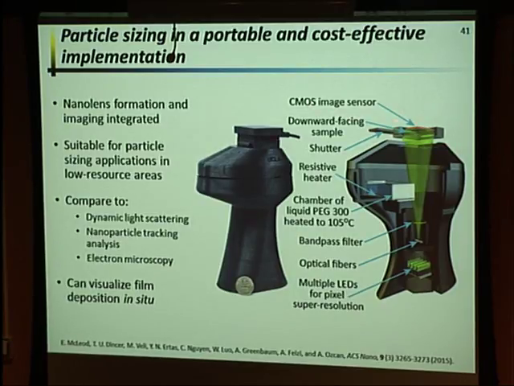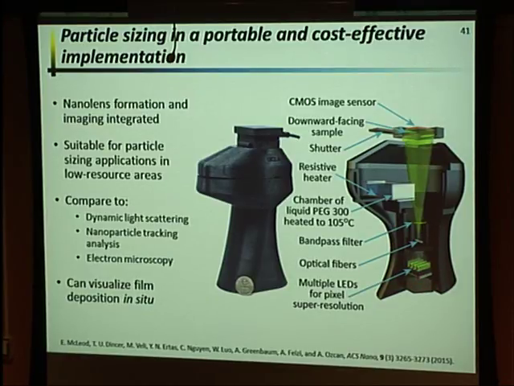So what we have here is our CMOS image sensor facing downwards. We have our sample also facing downwards. We have a pool of liquid polyethylene glycol heated using a small resistive heater. Some of this is going to evaporate, and then it's going to condense on our sample. And then we have our light source imaging system down here.